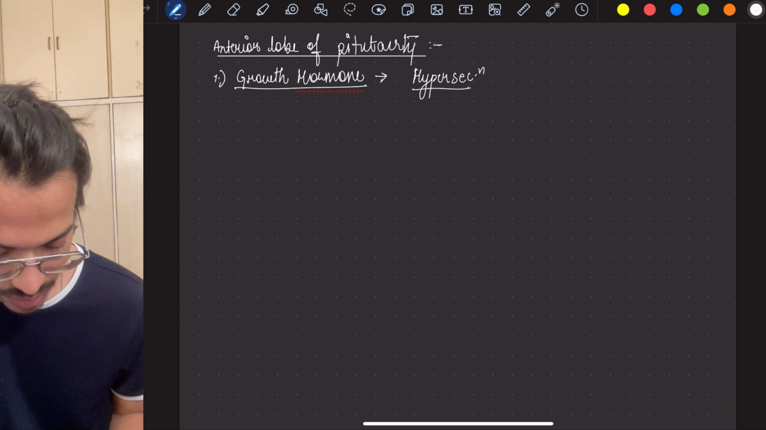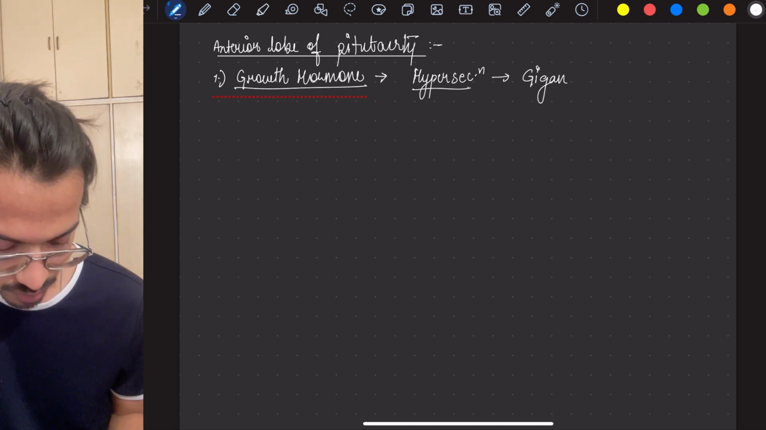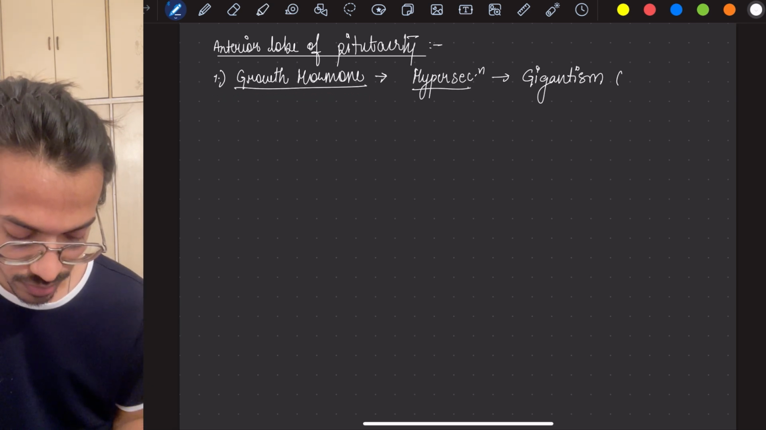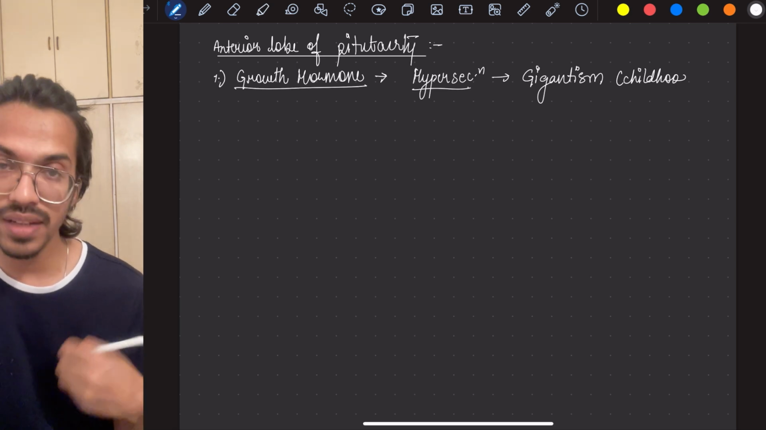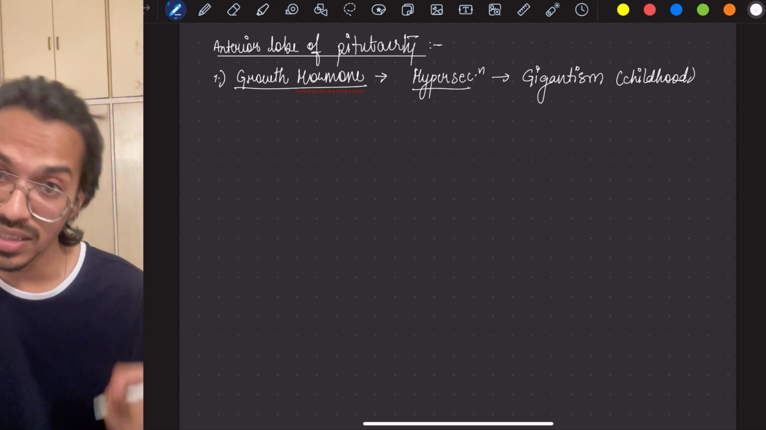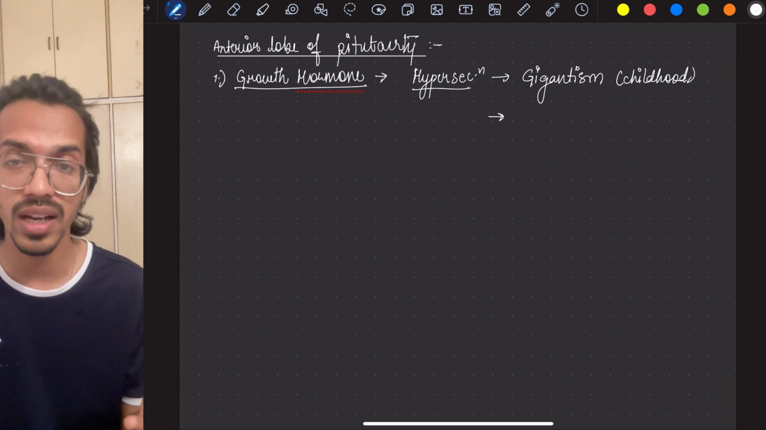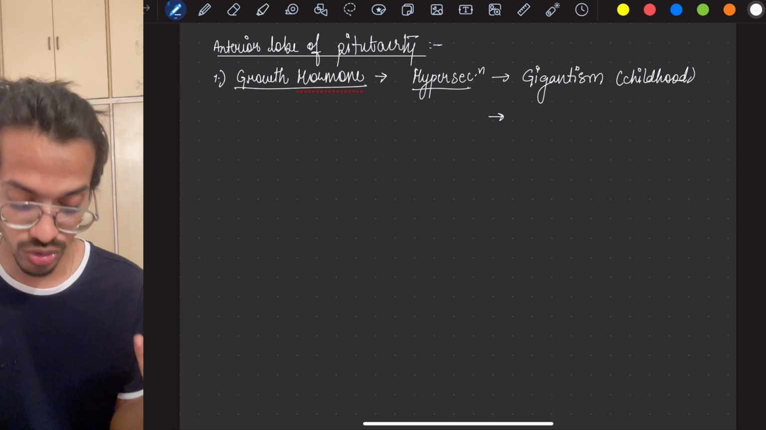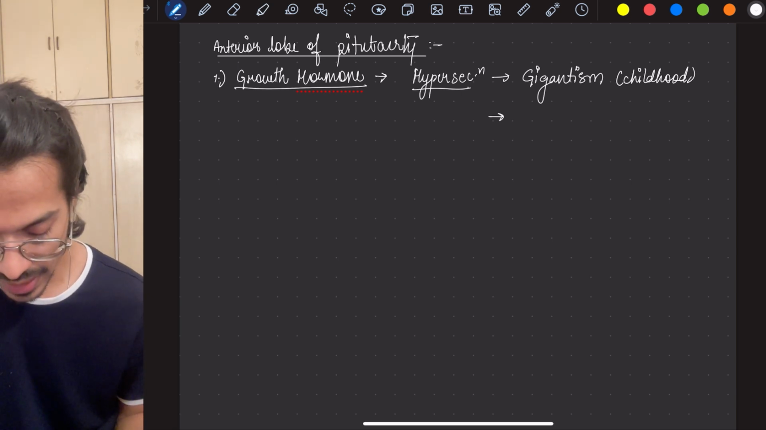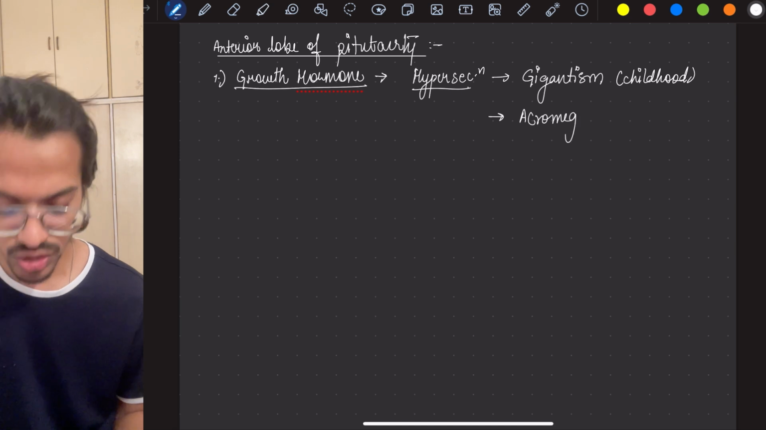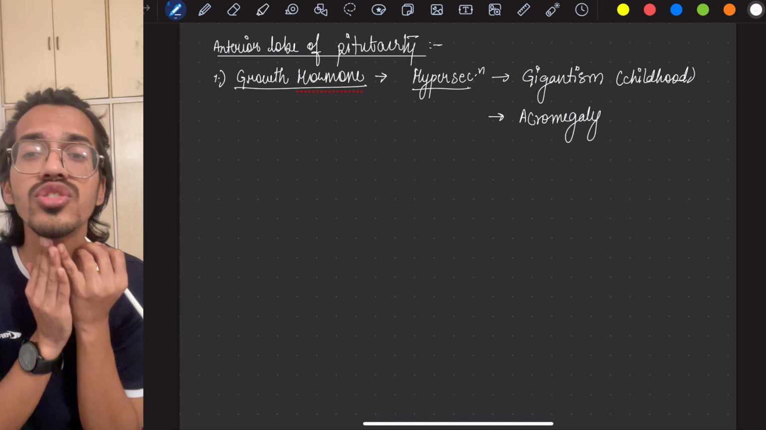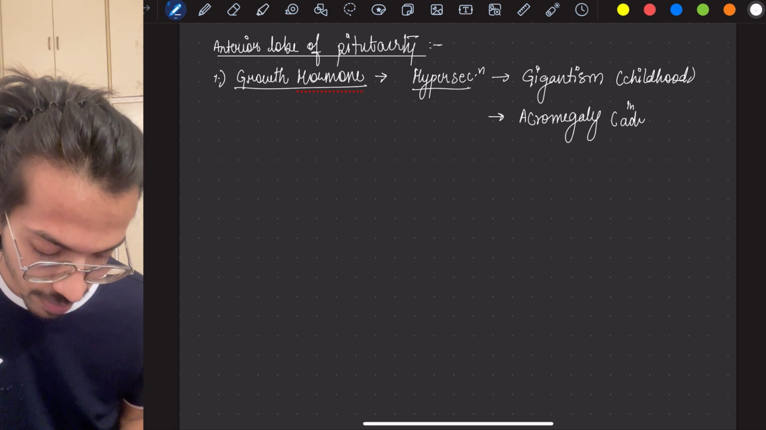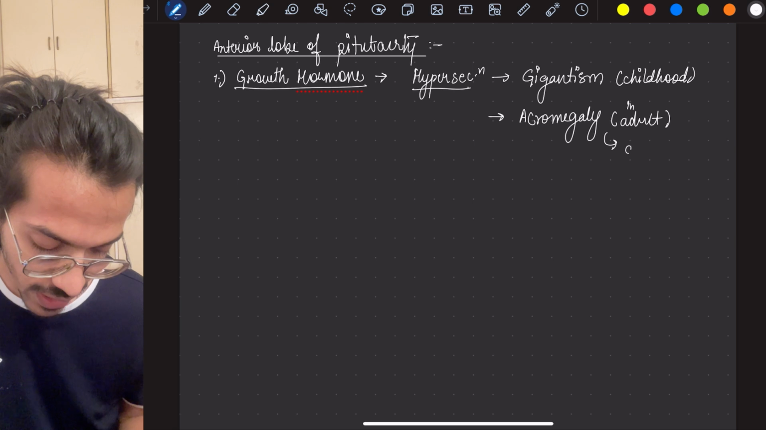Then what will happen? The person will appear gigantic, gigantism, a giant person. This happens if it occurs during childhood. But what if hypersecretion occurs later in life? For example, right now it has stopped secreting, but if it started secreting in higher amounts, what will happen? It will cause acromegaly, which is a chimpanzee kind of appearance, longer hands, longer jaws. And if we do not check it, it could lead to death. So it is fatal.